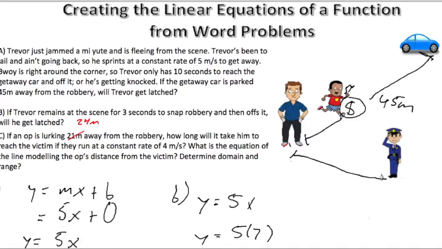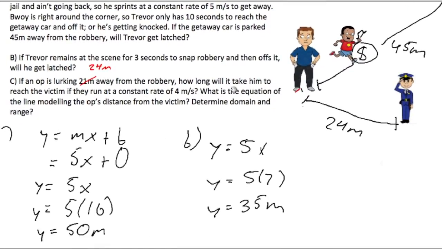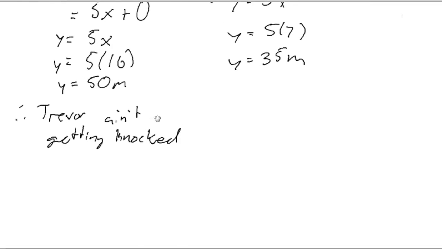Okay, so we have the op and his distance. He's posting up, he's lurking 24 meters away from the crime scene. So then we can answer this question. What do they want? What's the equation of the line modeling the op's distance from the victim? So let's create the equation of this line. So for part C, y equals mx plus b.